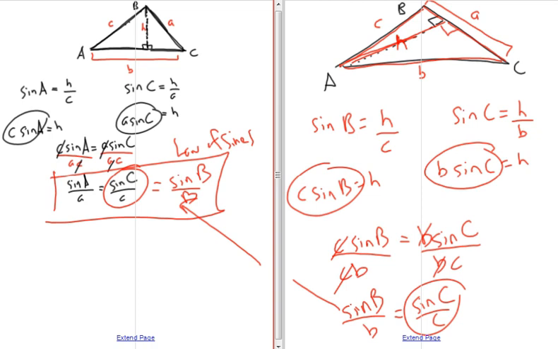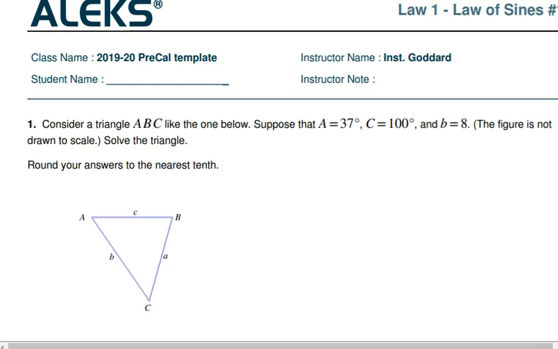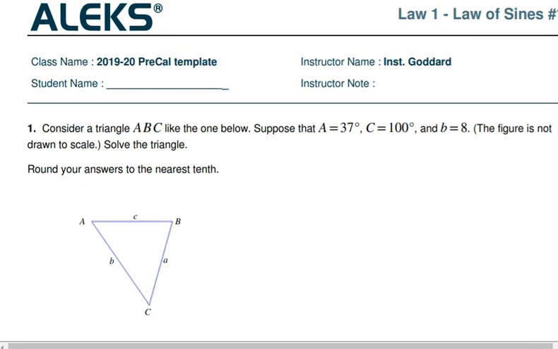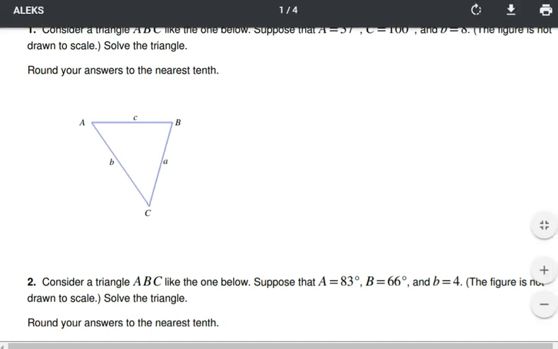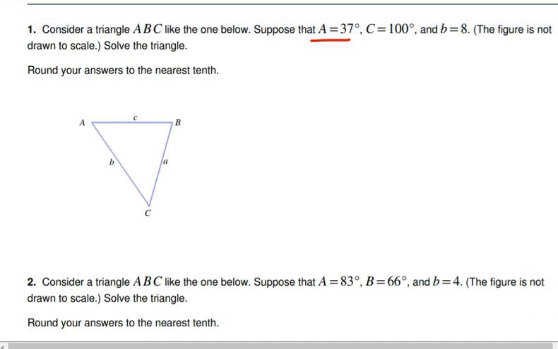All right, let's go ahead and get to some problems here. So I think we'll do two problems. You'll probably get it after the first problem, but here we go. Here we have triangle ABC, and let's say that we are told that angle A is 37 degrees. We'll go and label that. Angle C is 100 degrees. We'll label that. And little b is 8. Obviously not going to draw it to scale because in this picture 100 looks acute. Meanwhile, the measurement indicates to us that it is clearly obtuse. And we are told to solve the triangle and round our answers to the nearest tenth.